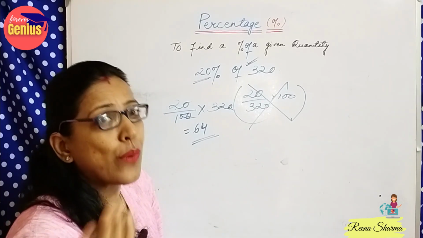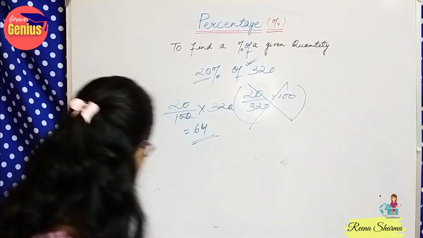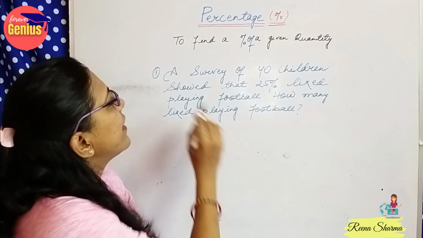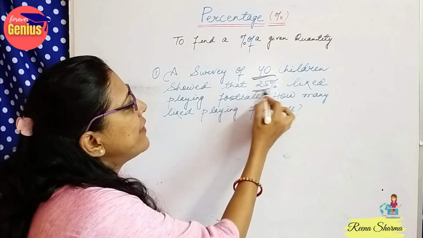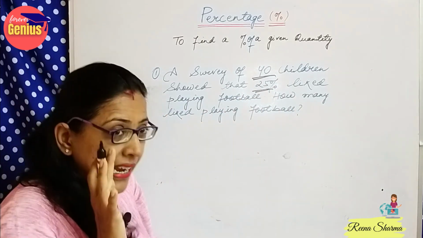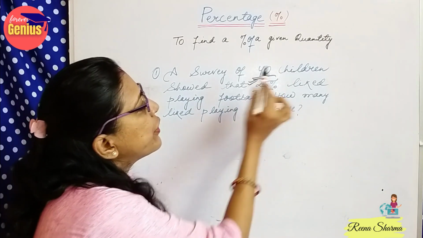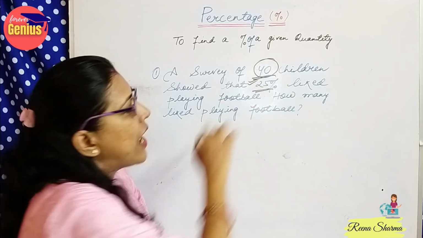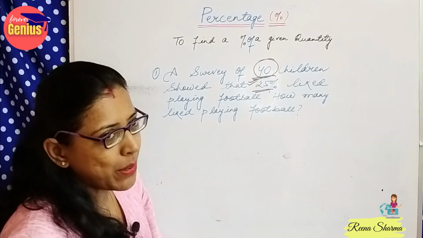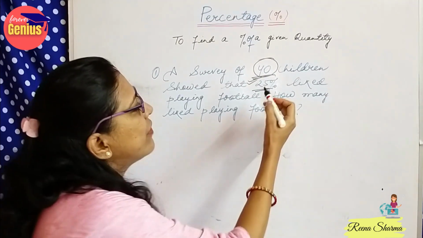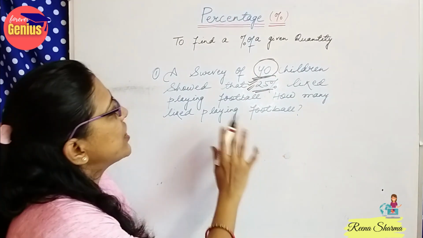Now let's see how it would be given in a question. Suppose a question is given: a survey of 40 children showed that 25% liked playing football. The percentage is given, but out of 40, how will I calculate how many students like playing football? It is simple. We have done it. We will convert this into a fraction.